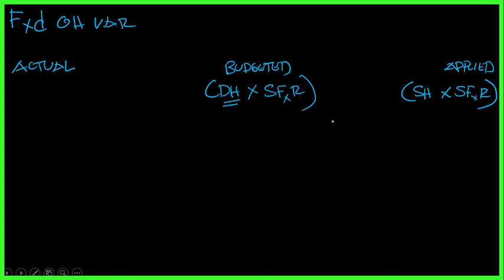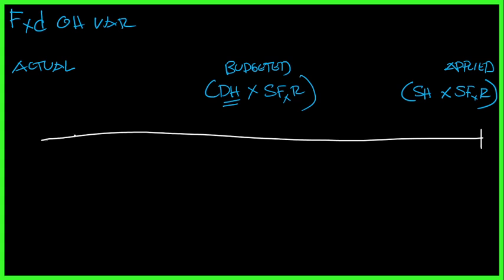Okay, so now you have this. That's your total variance, the difference of your applied and your actual. If you want to divide that into 2, this is now your budget variance, and this is now your volume variance. Okay, so feel free to pause the video and screen capture.